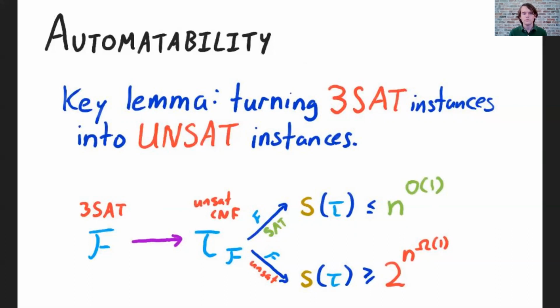But what they show is that if f is satisfiable, then the transformed formula tau sub f has polynomial size resolution refutations. And meanwhile, if f was unsatisfiable, then the smallest resolution refutation has at least exponential size.